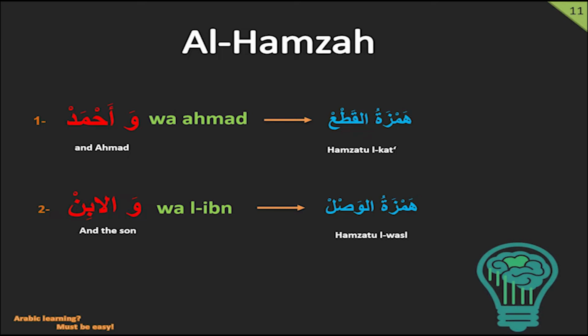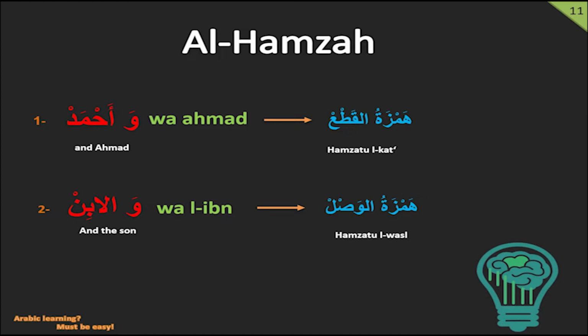Well, if we read the name Ahmad in the first example, with the addition of something, we can also read the Hamzah alone, like Wa Ahmad. Wa means and, together we spell it Wa Ahmad. This type of Hamzah is called Hamzatul Qata'. That means we read the word completely separately, no matter what's in front of the word.